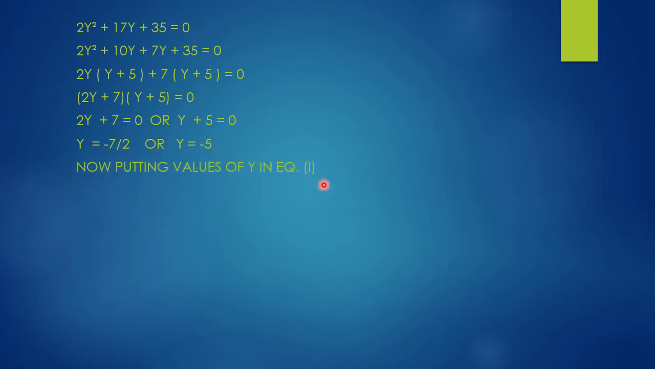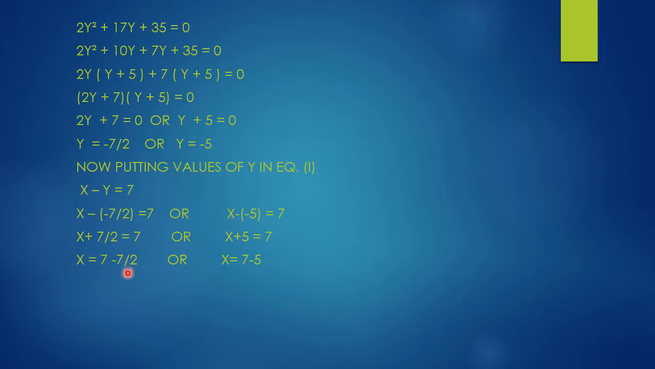Now putting the value of y in equation number 1. Equation number 1 is x minus y is equal to 7. So x minus (minus 7 by 2) is equal to 7, or x minus (minus 5) is equal to 7. It means that x plus 7 by 2 is equal to 7, or x plus 5 is equal to 7. x is equal to 7 minus 7 by 2, since shifted to the right hand side the plus 7 by 2 sign will be changed, which is minus 7 by 2, or x is equal to 7 minus 5.